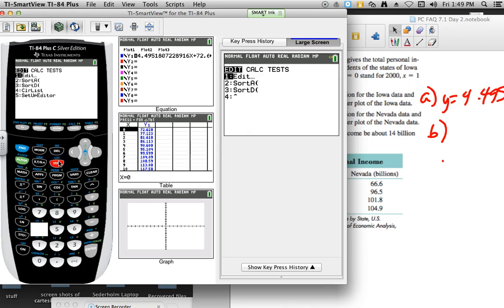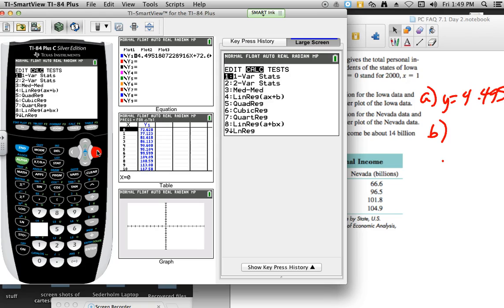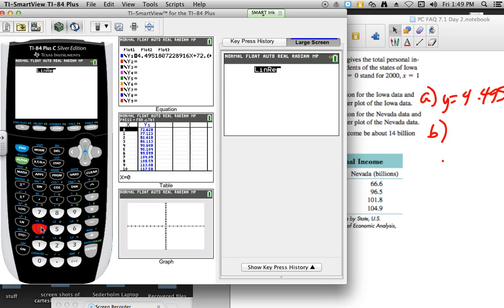And then stats, calculate, and we do want linear regression again. But now what we have to do is make sure that this uses list 1 and list 3. So we're going to hit second 3, and that's going to change that to list 3. And I also want to store this as y sub 2, so variables, y variables for functions, number 2. And down to calculate.